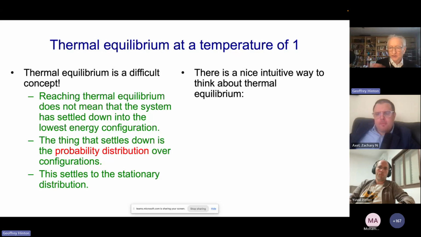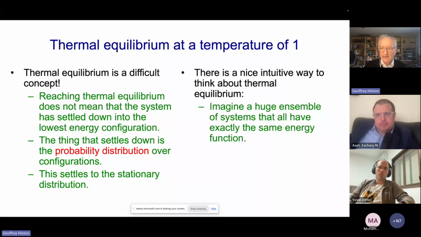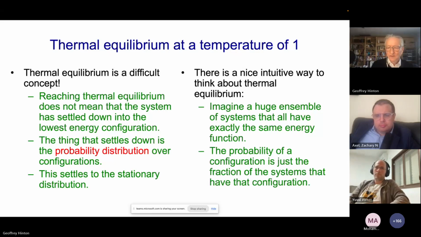And we imagine this huge ensemble of identical systems, each with a different random number generator. They all have the same energy function, but they'll all be in different states, and they'll all be flipping between states. And if you start them off in random states, they'll go to other random states. But after a while, if you use that decision rule I showed you for stochastic binary neurons, the fraction in any one state will be stable.